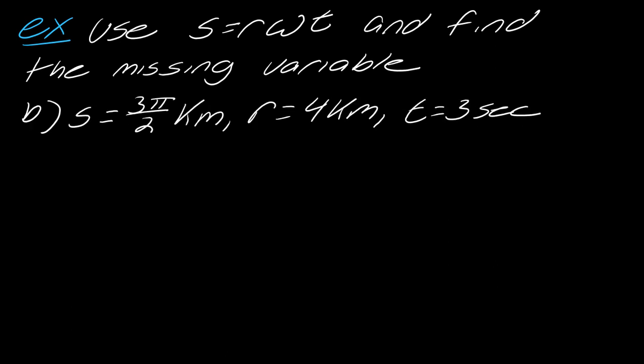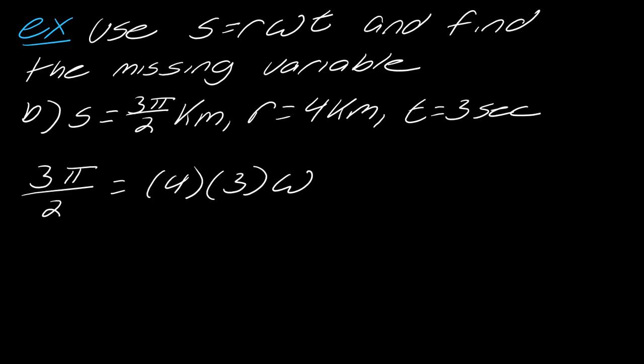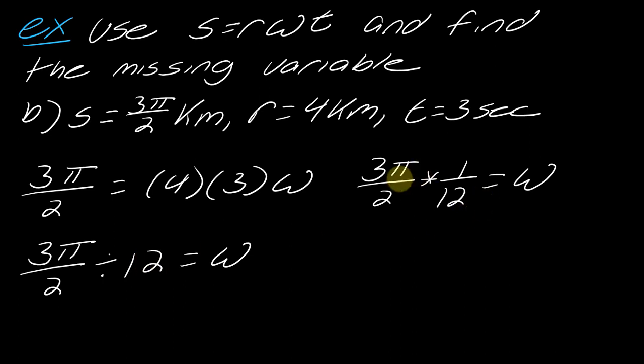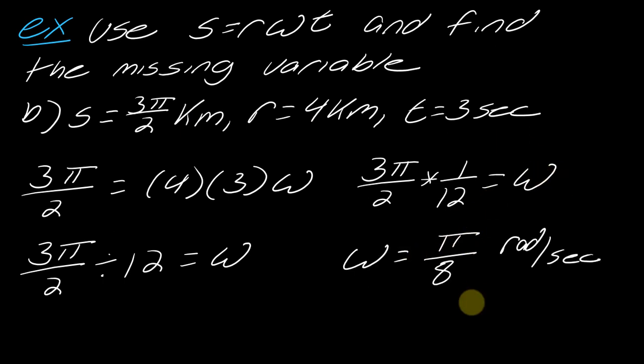Okay, so one more just to play with. Again, I would recommend that you pause the video here and then hit play when you're ready. So if I plug these in, I get 3 pi over 2 equals 4 times 3 times omega. To solve for omega, I can take that 3 pi over 2. 4 times 3 was 12, so I can just divide this by 12. Dividing by 12 is the same as multiplying by 1 over 12. In this case, my kilometers are going to end up dropping out, so I'm just left with radians per second. So this comes out to pi over 8 radians per second, because my kilometers dropped out. Then I can refer back to my radians.